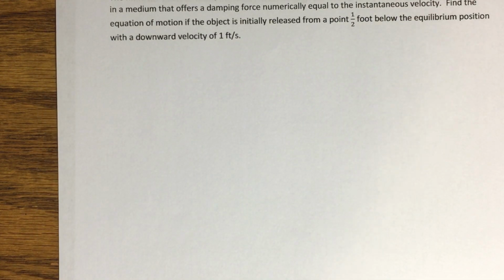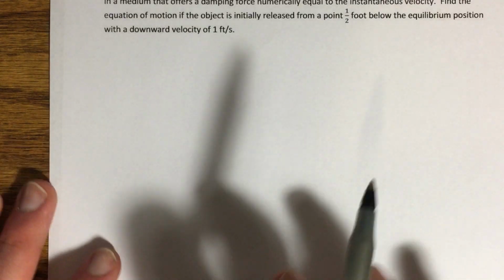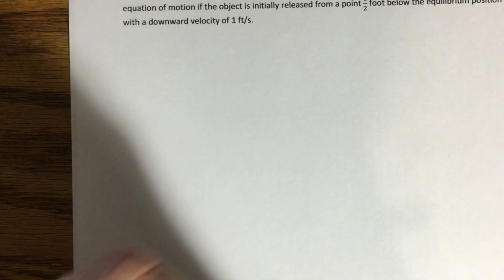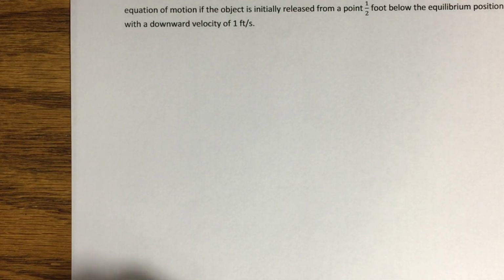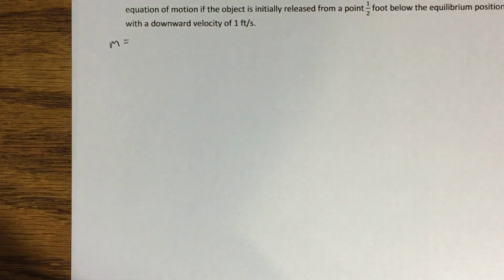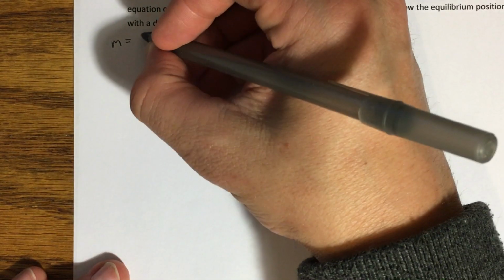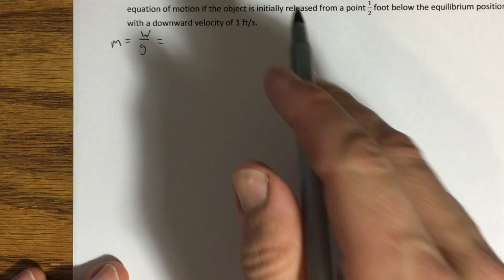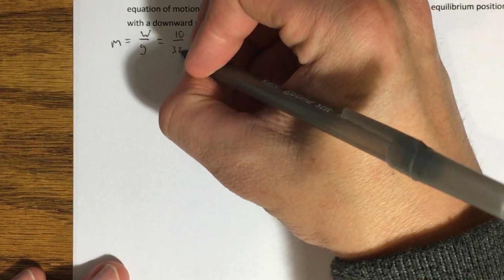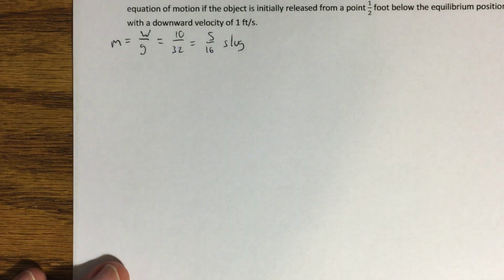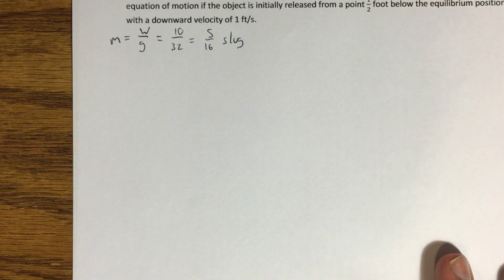Okay, so in order to do this, we're starting out the same way. We're using a lot of the same stuff. So the mass weighs 10 pounds. We still need to find mass as opposed to weight. So what's that going to look like here? Our mass is equal to our weight over force due to gravity, which in this case is 10 over 32, or 5/16 slug.